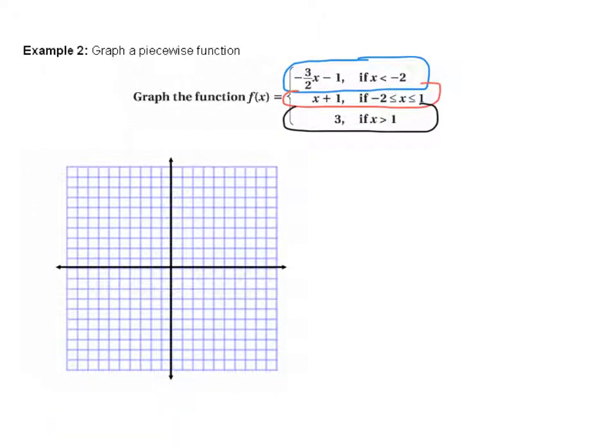So back to example 2 here. The first one I'm going to graph is y equals -3/2 x minus 1. Step 1, I graph the entire function. Step 2, I erase the pieces that I don't need anymore. And step 3, I check it by looking at some endpoints.